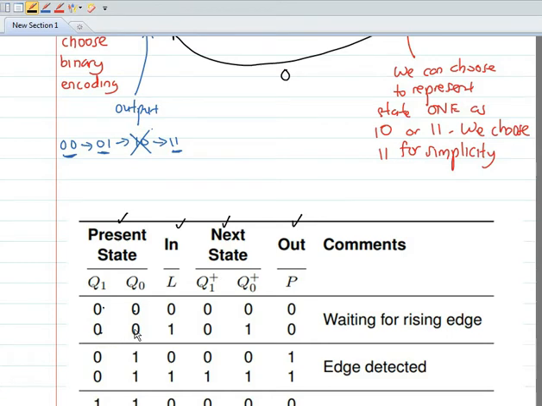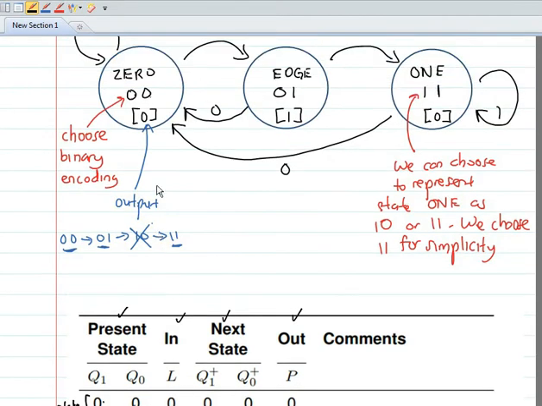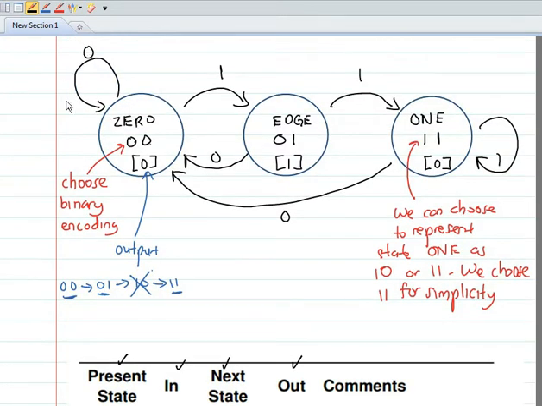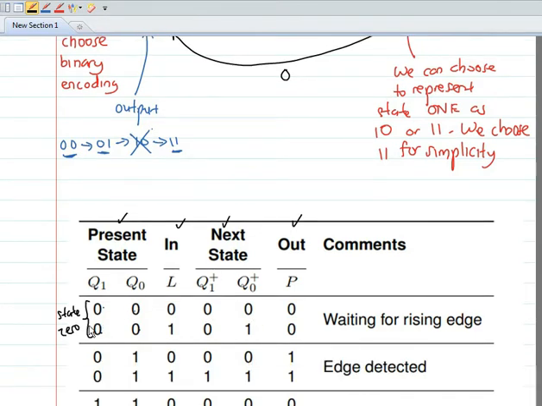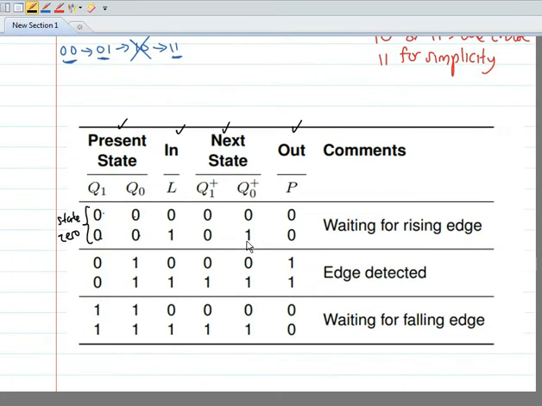00, 00. Now while you are in state 0, if you detect a 0, you stay in state 0. So that's why you write 00 here. So while you are in state 0, if you receive a 0, you stay in state 0. If you receive a 1, you move to the next state 01, which is H, right? So this is H right here.